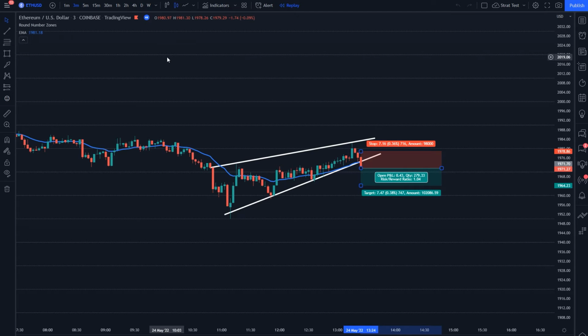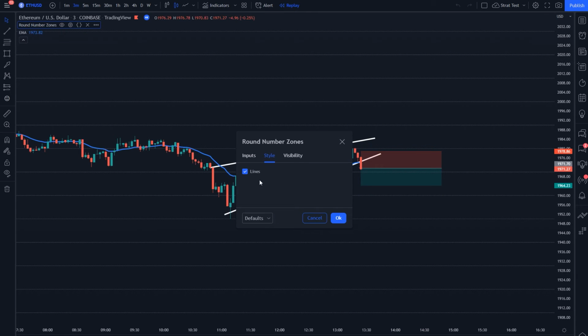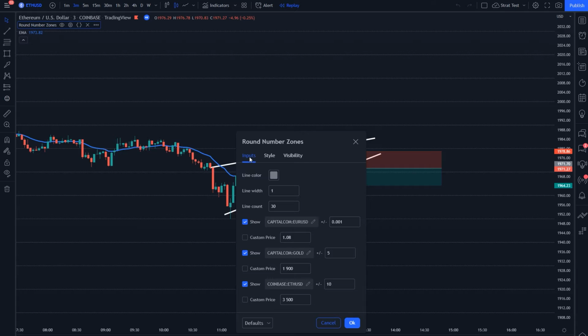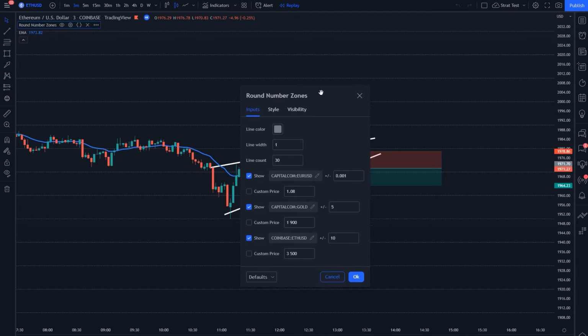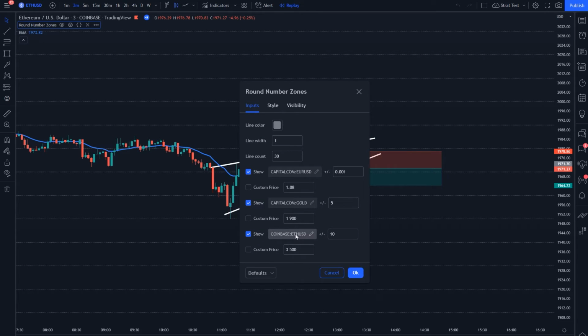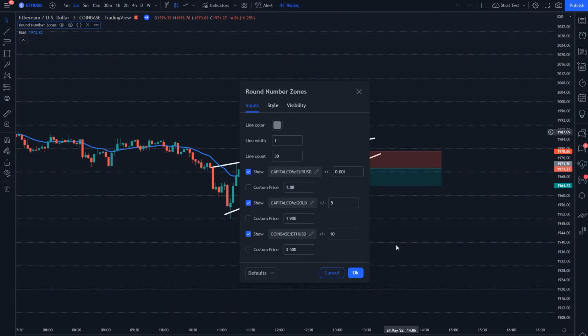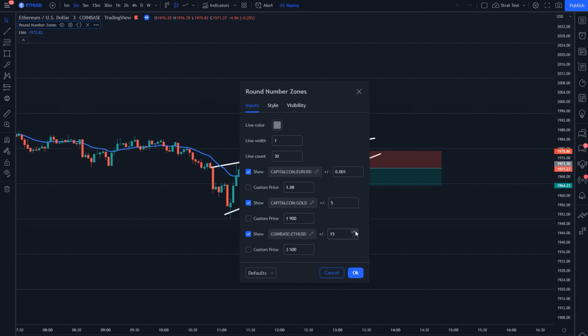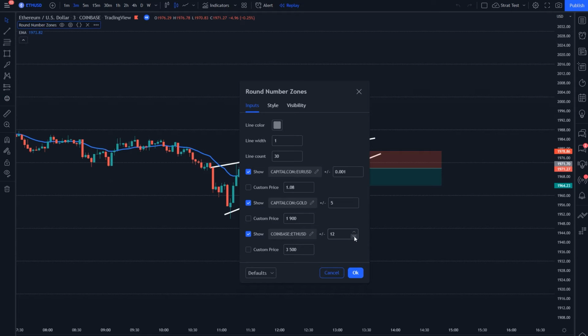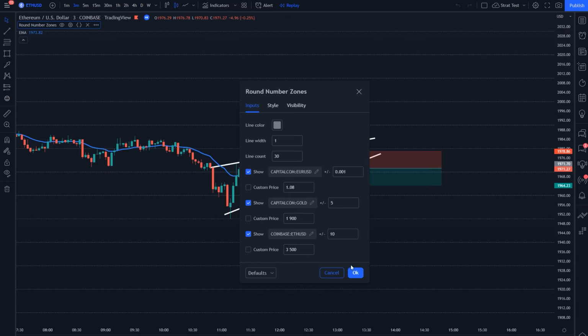I use another indicator called round number zones that is written by myself. With that you can spot round numbers on your chart as lines. You can define up to 3 symbols. For that you want to display the lines, so you can click here and change the symbol. I'm using ETH USD on Coinbase. I want to see a line every 10 steps, which can be modified here. And you can also define the line count, which means how many lines you want to see around the current price.